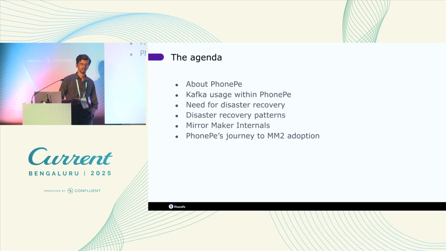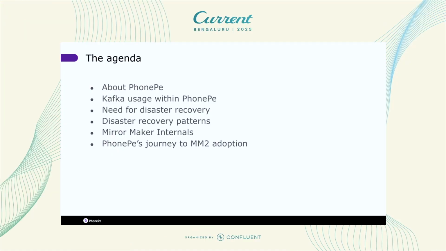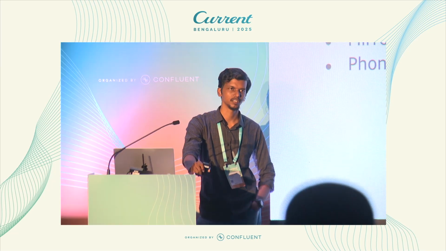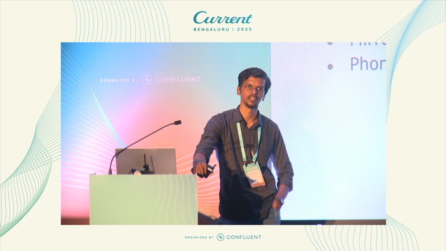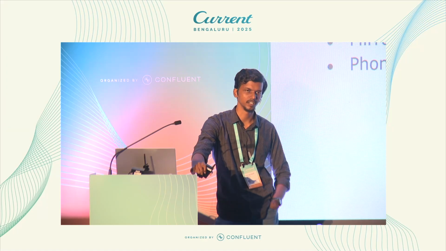Okay, with that, we'll take a brief look at the agenda. We'll give a quick overview about what PhonePe does, what our journey has been like, and why we use Kafka. The various use cases for which we use Kafka at PhonePe, and a brief on what disaster recovery means for Kafka and why it is needed. Then we'll talk about the various ways of implementing disaster recovery. Then we'll look at one specific implementation, which relies upon MirrorMaker, and talk about how PhonePe started using MirrorMaker and how we are using it in prod.